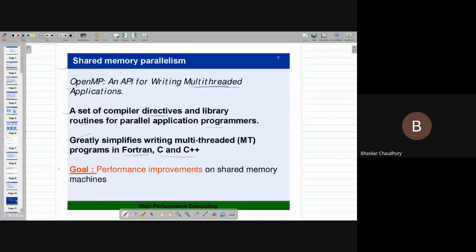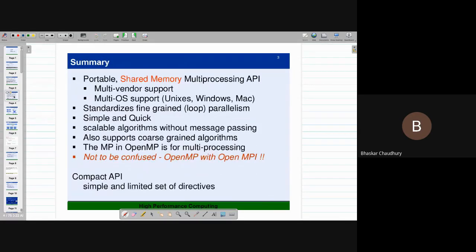However, the main challenge lies in how we'll improve the performance, because it is one thing to just introduce or schedule a certain number of threads, but how do you get the best performance out of this multi-threaded program? That's where the challenge lies. So a major part of our time will go in understanding this part. It is a very brief summary of OpenMP, and gradually we'll go into more details.